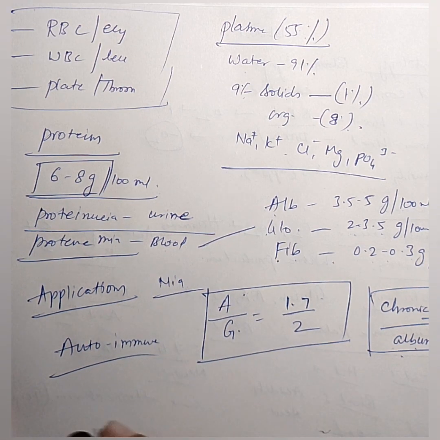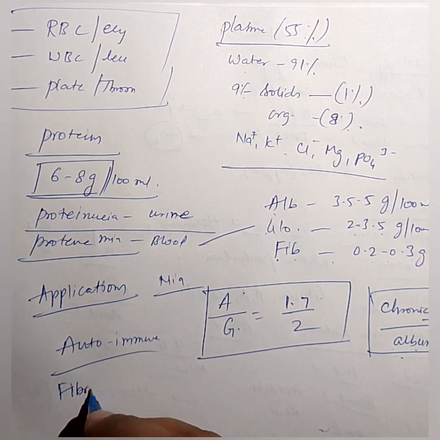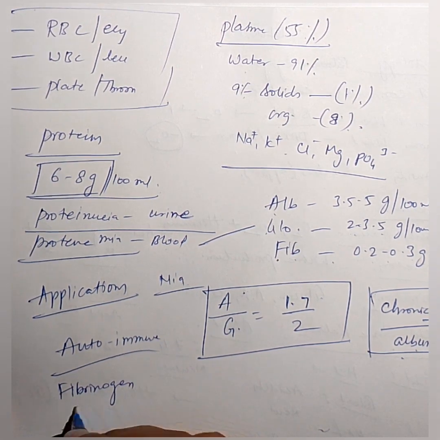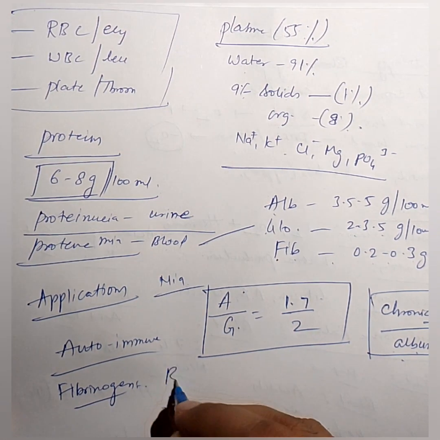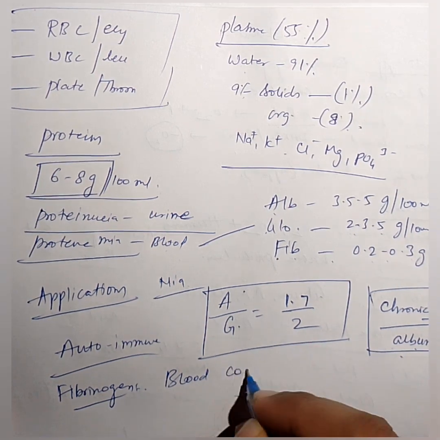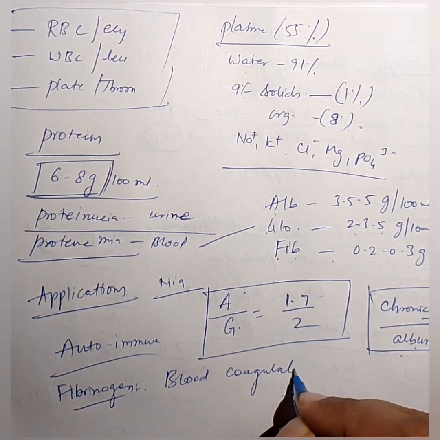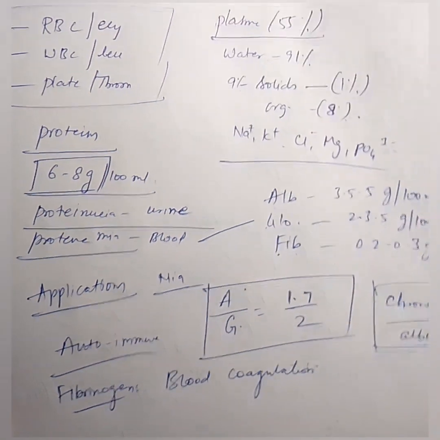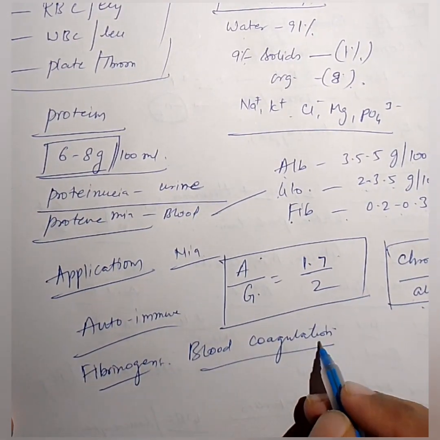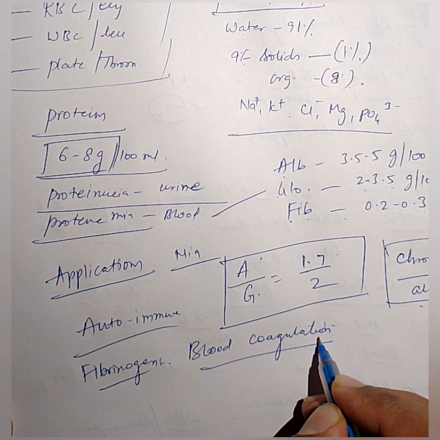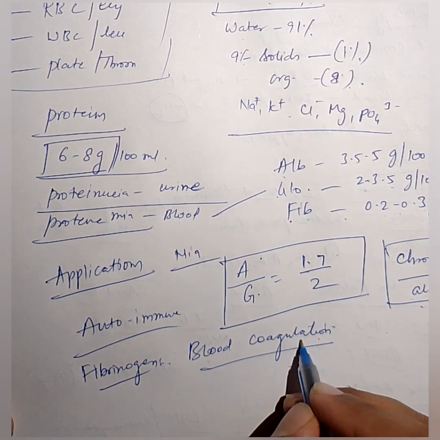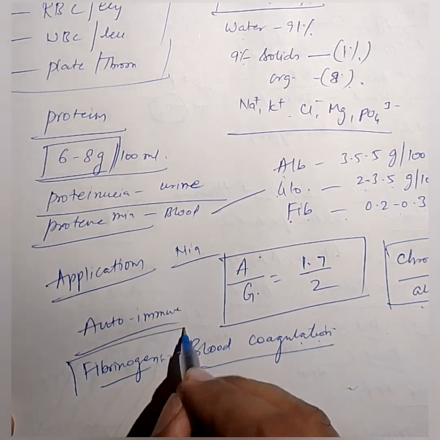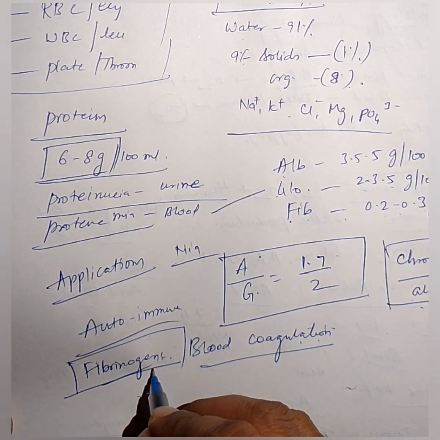And coming to fibrinogen, what is fibrinogen? Fibrinogen is important because it is synthesized in the liver and helps in blood coagulation. Whenever the blood is coming out, whether due to damage to a blood vessel, blood should coagulate at a certain time, which is called clotting time. Blood coagulates because of the presence of this protein called fibrinogen.